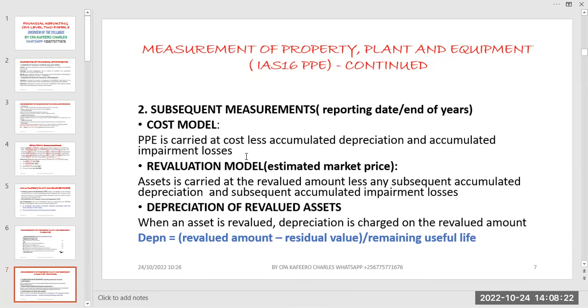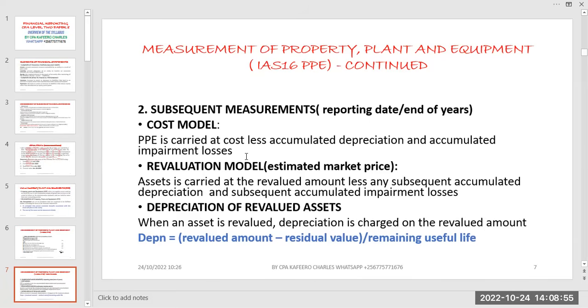Depreciating these assets is more or less spreading the cost of the asset over its useful life. If you are spreading the cost of that asset over its useful life, it means every year it is going to be reducing in value. That's basically what the cost model is all about. We carry those items of PPE at cost, less accumulated depreciation and accumulated impairment loss.